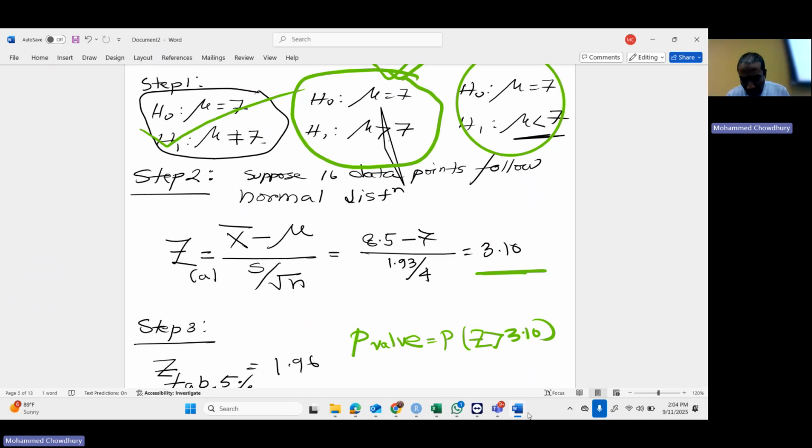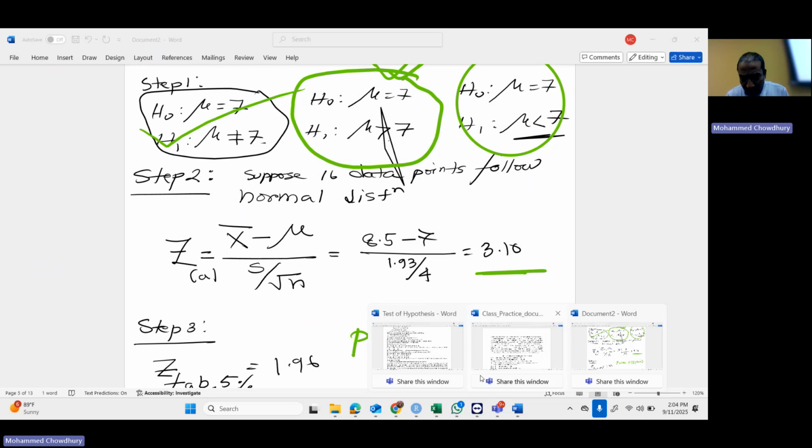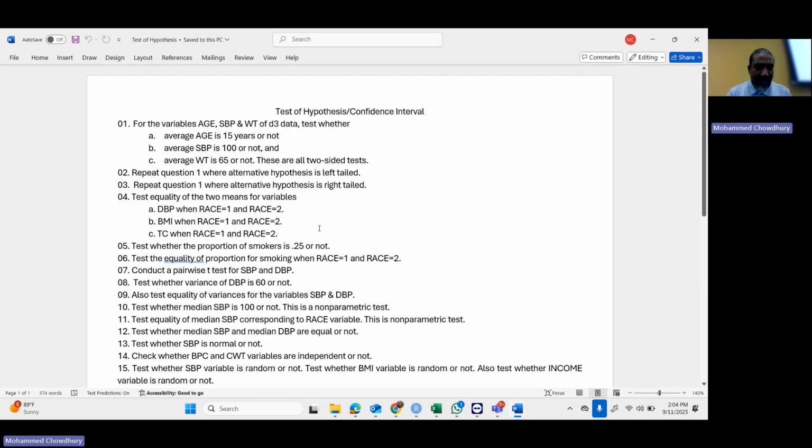So in order to start R, let me go there, test of hypothesis. These are the problems I have uploaded in Canvas. You have seen that, right? For the variables age, SBP, weight of D3 data, test whether average age of those people is 15 years or not. See how many steps I followed, right? In R, you just need to write one line of code. So let me go there.